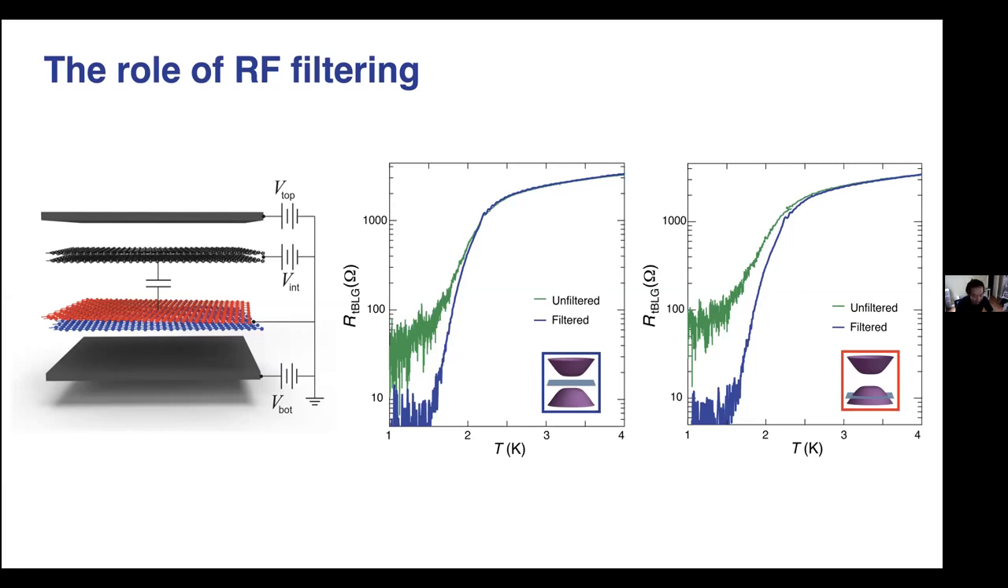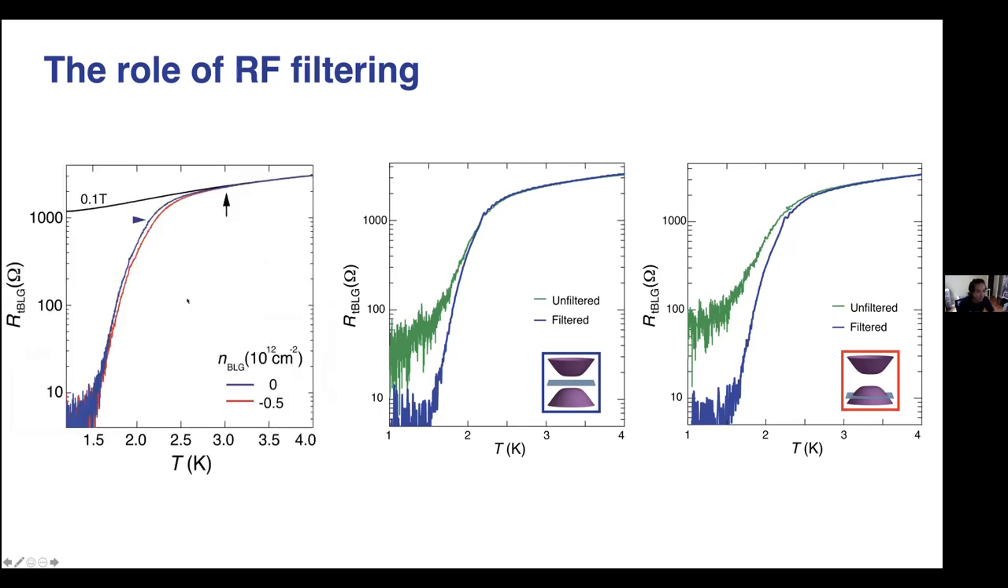So you can argue that this is due to some kind of RF resonance. You can argue that without filtering, the electron temperature maybe is elevated. That gives you a bias that seems to suppress the TC more when bilayer graphene is metallic. Or maybe this is because some kind of coupling that's increasing the phase fluctuation to the bilayer graphene. We don't have any way to tell.